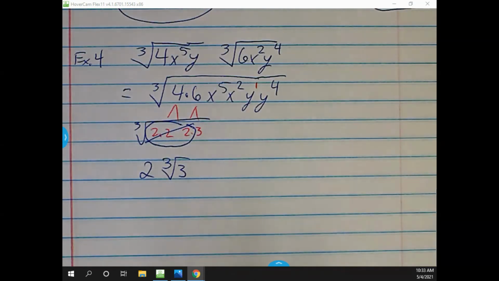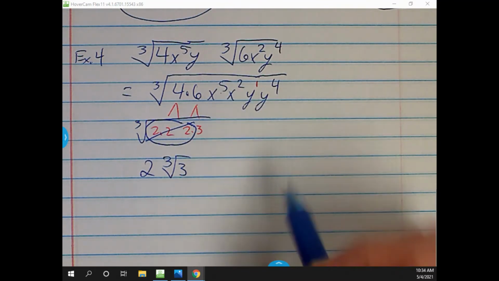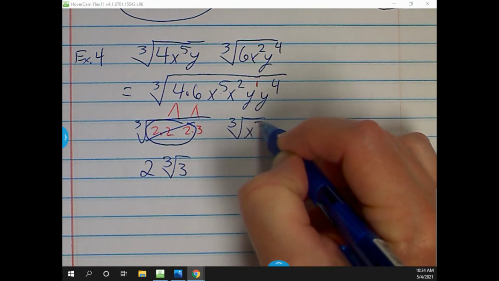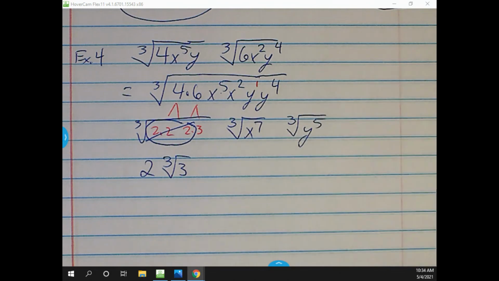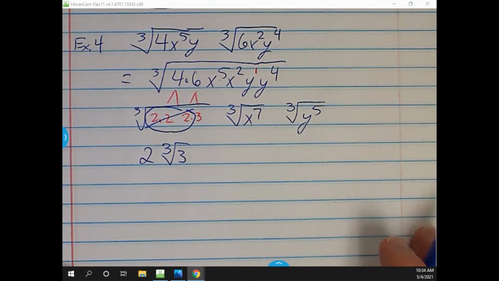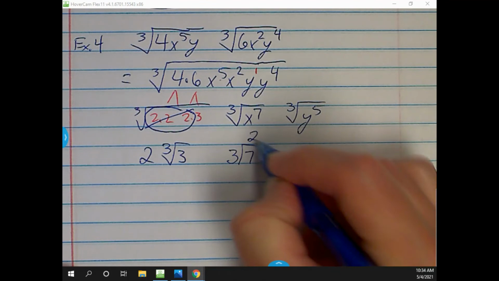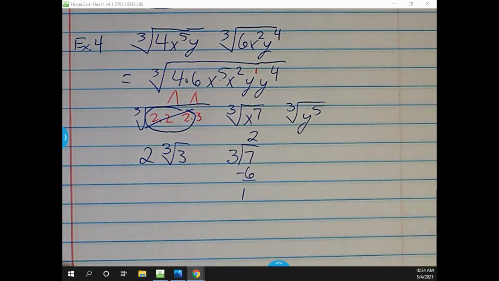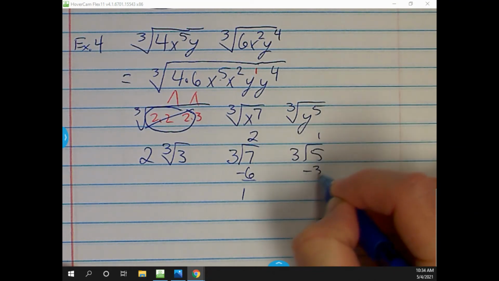Okay, and again, we're going to take it just one little piece at a time. We'll get the number first, and then we'll get the x's, and then we'll get the y's and go from there. For the x's, we've got x to the 5th and x squared, so that's x to the 7th. For the y's, that's going to be 1 plus 4, that's going to be 5. Okay, and then for these, all we're going to do is just divide 3 into 7. That'll go 2 times with 1 left over. And for the y's, we'll divide 3 into 5. That'll go 1 time with 2 left over.